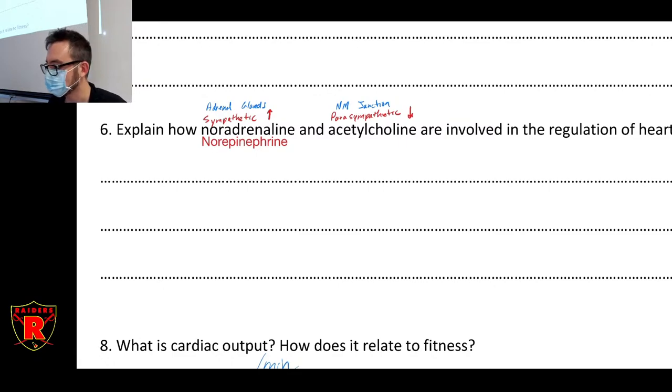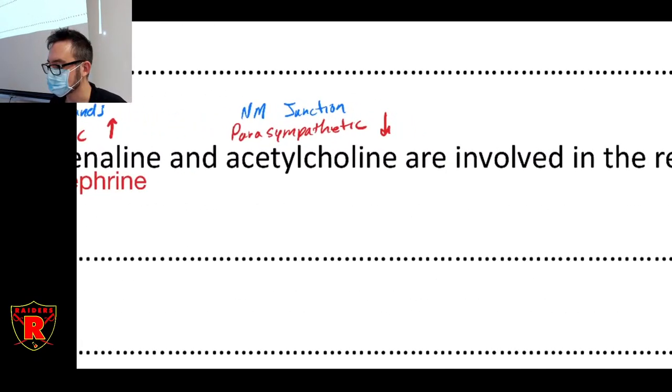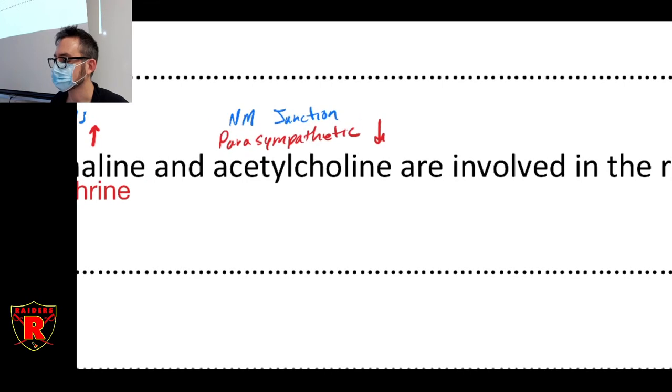Okay, so your parasympathetic nerves, which this acetylcholine is released at the neuromuscular junction, so that's where your nerves actually interact with your muscles. It's where they're connected to your muscles. That's where acetylcholine is produced. And so some acetylcholine will be released into that neuromuscular junction, and it causes your muscles to relax, and it tells your SA node, slow down, relax.